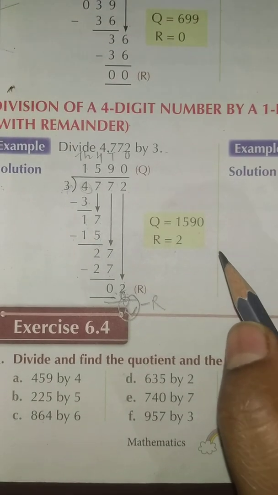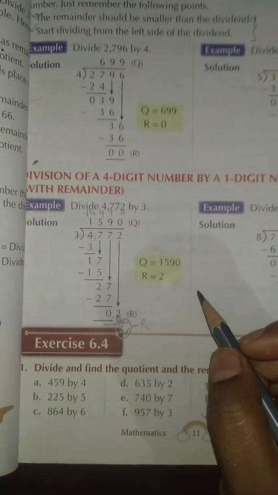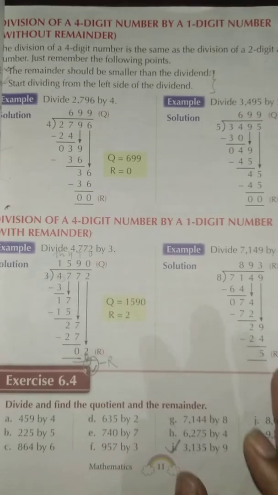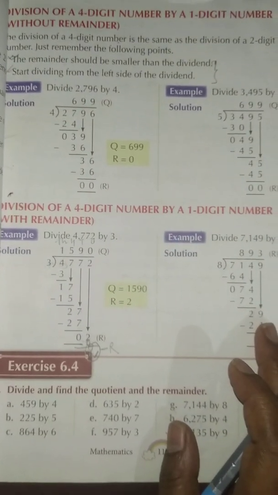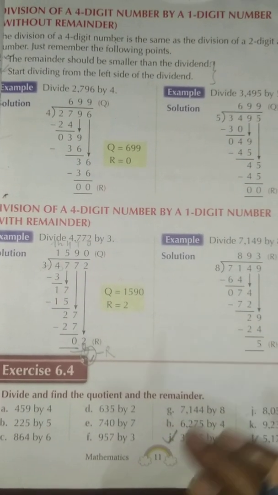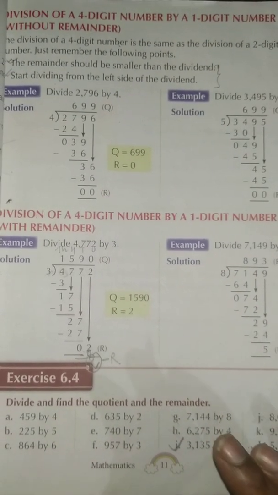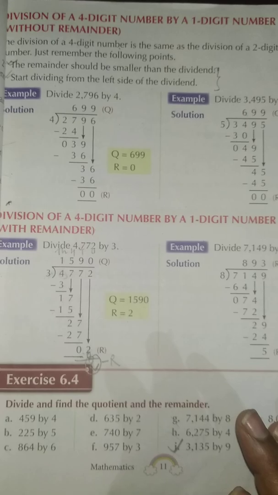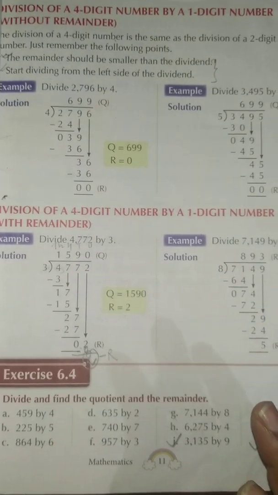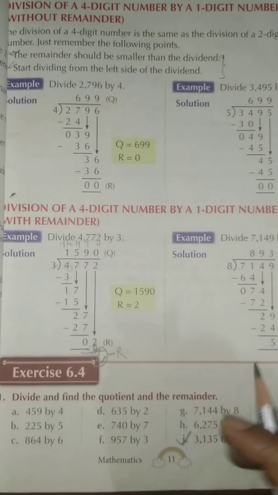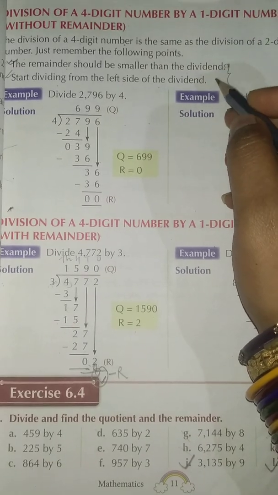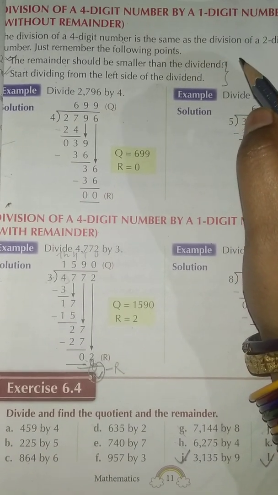Okay students, clear? In this way you will solve all the answers. In the next class we will learn how to do the division of 3-digit and 4-digit numbers. Students, all the processes are the same for 2-digit, 3-digit and 4-digit numbers. Keep these things in mind, and the 2 important points that are given, keep those also in mind while you do the division.